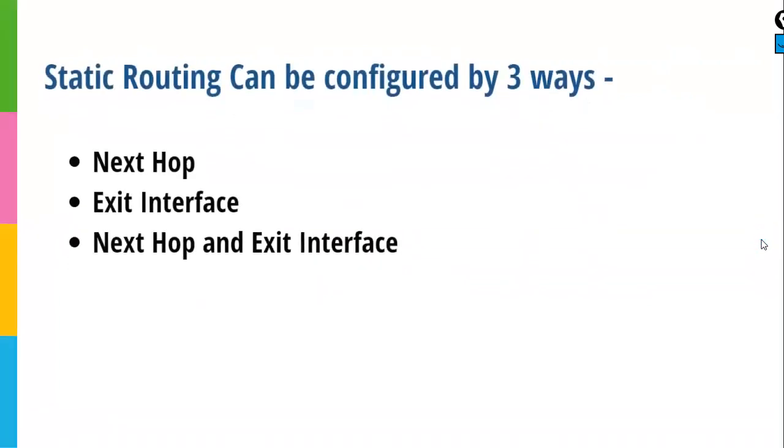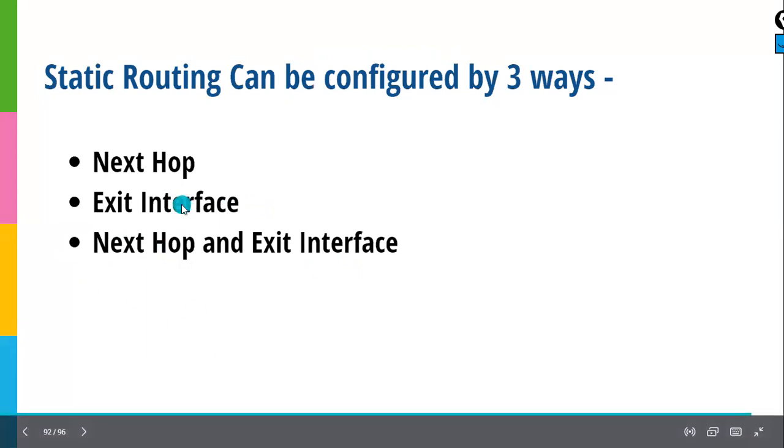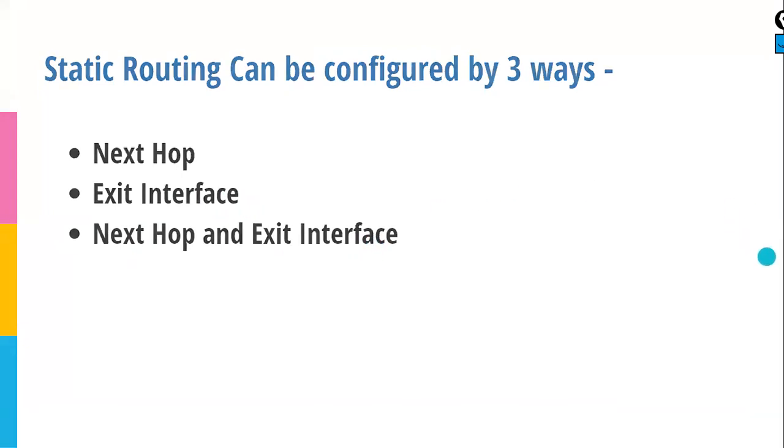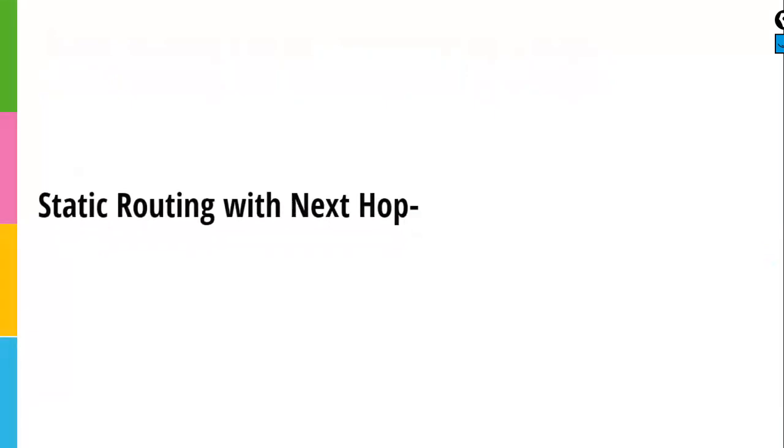Static routing can be configured in three ways: next hop, exit interface, and next hop with exit interface. This is the static routing part 1 video, and in this video we will discuss next hop. In the next two videos we will discuss exit interface and then next hop with exit interface. So, static routing with next hop.